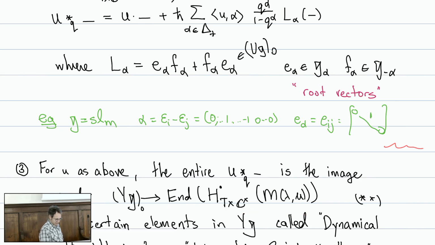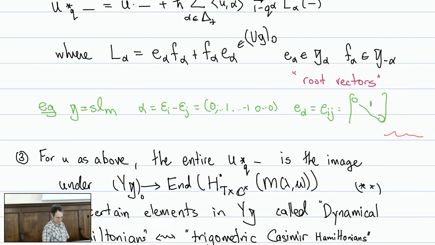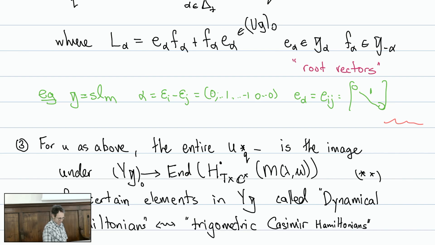Okay, so this part 3 of this theorem tells us that for any one of these UQ star guys, this quantum multiplication by a divisor is the image of an element of the Yangian, or more precisely, the weight 0 part of the Yangian. And not just an element, but some element which has a nice formula, which I'm not going to give. So these elements, they seem to have two names as far as I can tell in the literature. Sometimes they're called dynamical Hamiltonians, and sometimes they're called trigonometric Casimir Hamiltonians. Maybe the second name I made up, but certainly they're associated with this trigonometric Casimir.